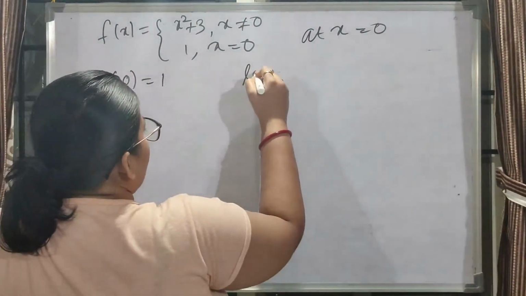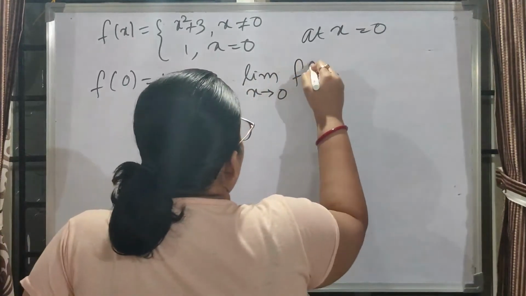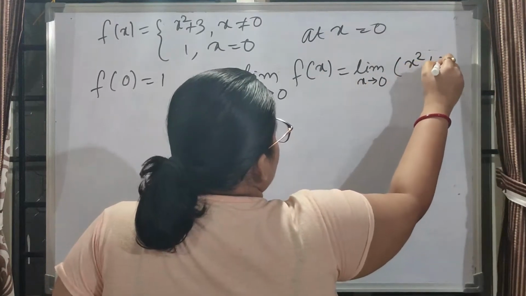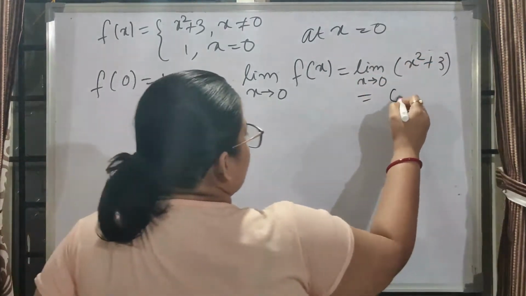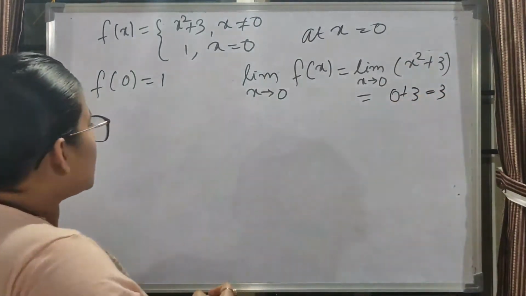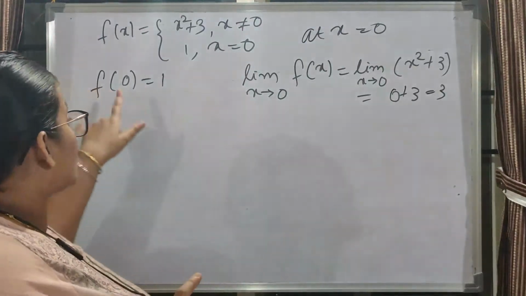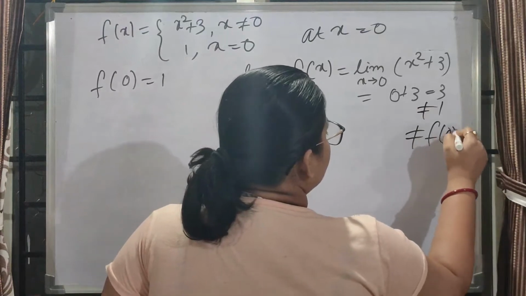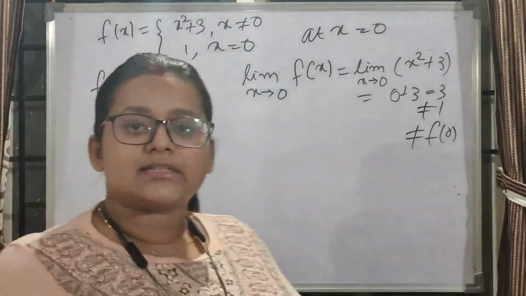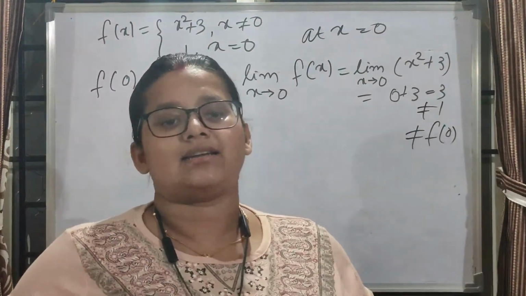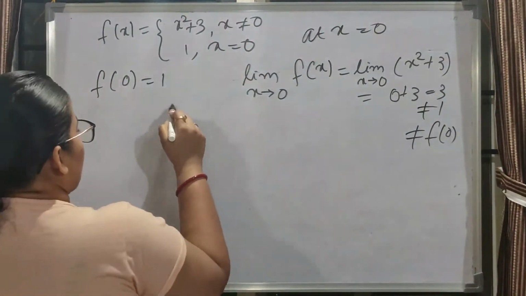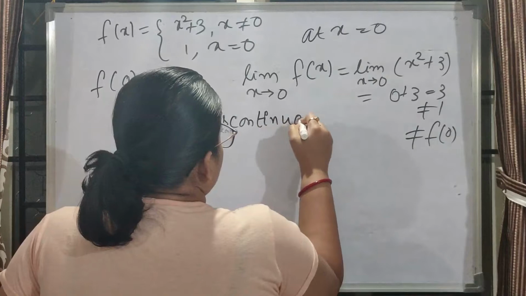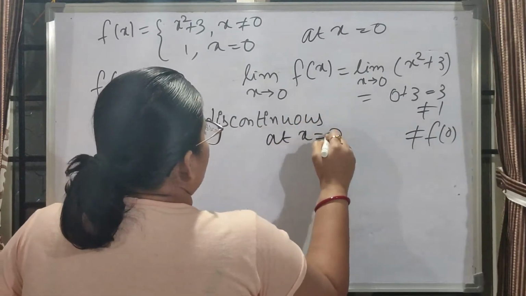So see here, limit x tends to 0, f of x equals limit x tends to 0, x square plus 3. Now substitute x equal to 0. So 0 plus 3, the value is 3. Now see, here the limiting value is 3, but the functional value is 1. So this is not equal to 1, that is, not equal to f of 0. So from here, what can we say? The function is discontinuous at x equal to 0. Okay? f is discontinuous at x equal to 0.